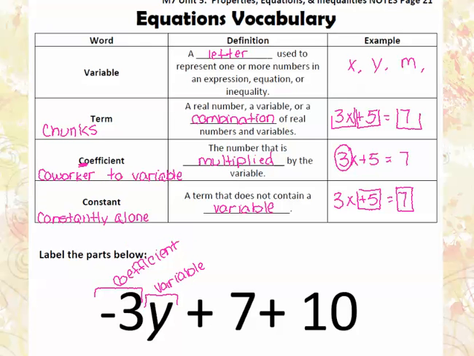Then we need to look at the constants. The constants are the numbers that are all by themselves. So it's a positive 7. Remember to take the sign always. So this is a constant. And so is the positive 10. Remember to take the sign with it, and that's also a constant.